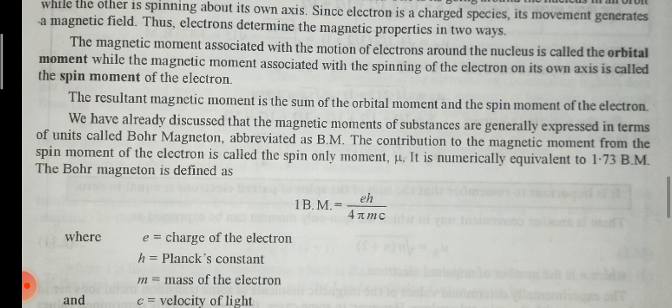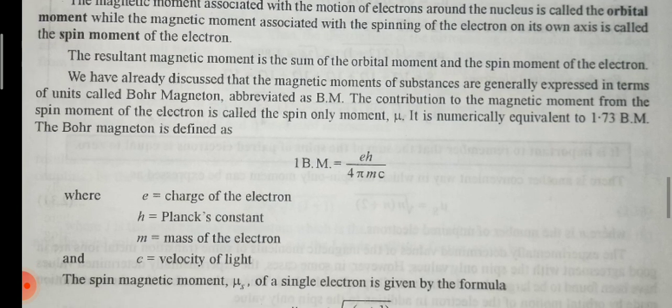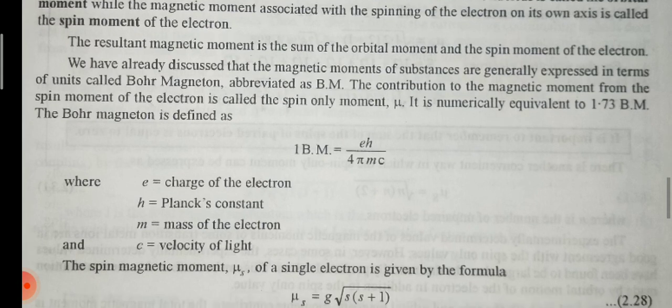The contribution to the magnetic moment from the spin moment of the electron is called the spin only moment, mu. It is numerically equivalent to 1.73 Bohr magneton. One Bohr magneton is defined as eh upon 4 pi mc, where e is the charge of the electron, h is the Planck constant, m is the mass of the electron, and c is the velocity of light.